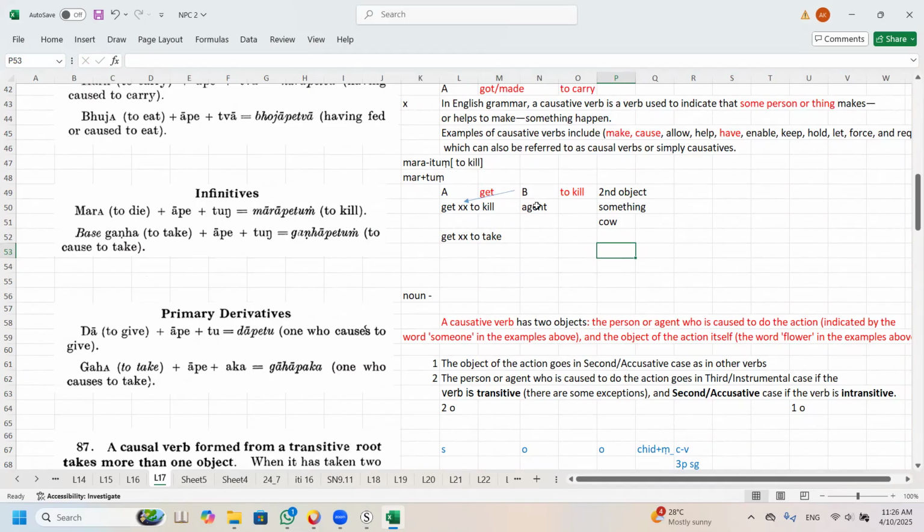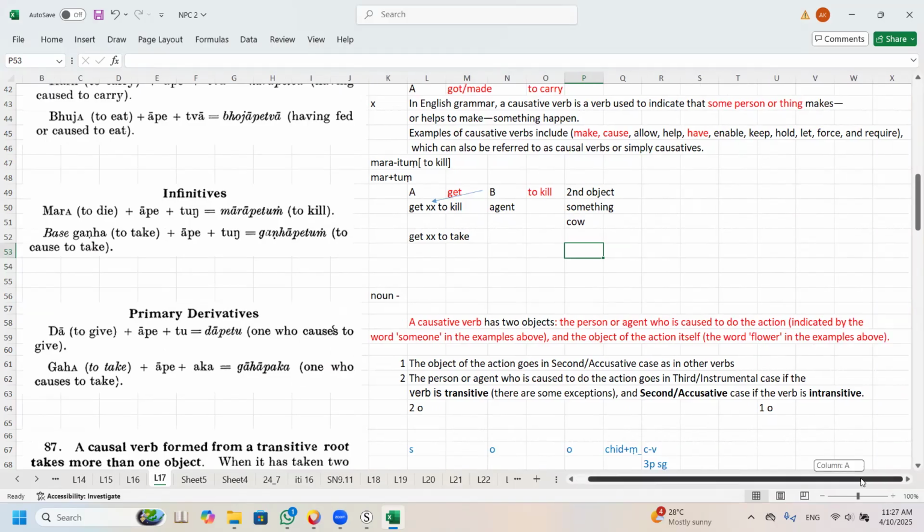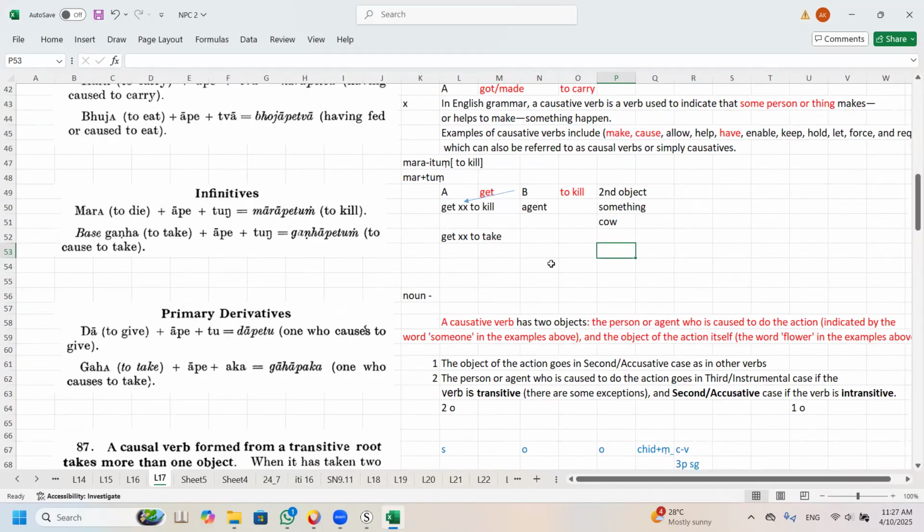I indicate someone in the example: the object of the action. This is a flower, but in this case maybe it's a cow or something like that. I picked it up from Google because I want to know how the causative word works. All right, so understand this part.